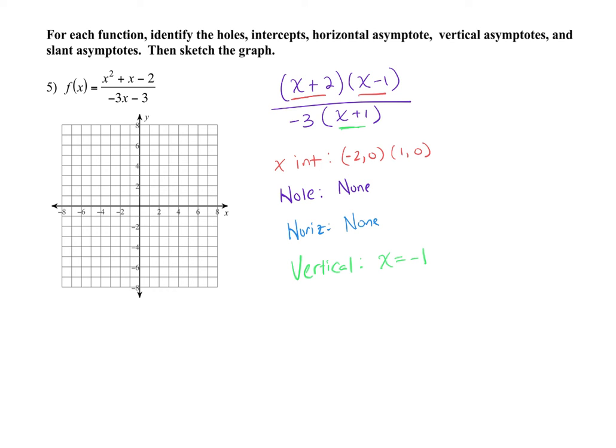All right? The last thing I asked for here is slant. In order to do slant, you are going to have to do long division. Okay? So for slant, we are going to divide the top by the bottom. So the top goes on the inside, right? And we have x squared plus x minus 2. Again, you have to start at your highest and go down. I had an x squared. I must have a placeholder for x. I must have a placeholder for a constant, okay? On the outside, I have -3x minus 3.